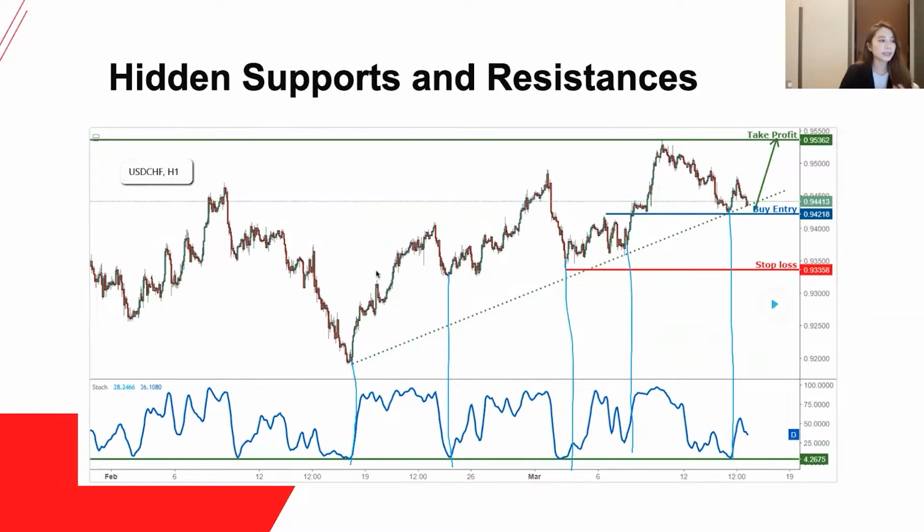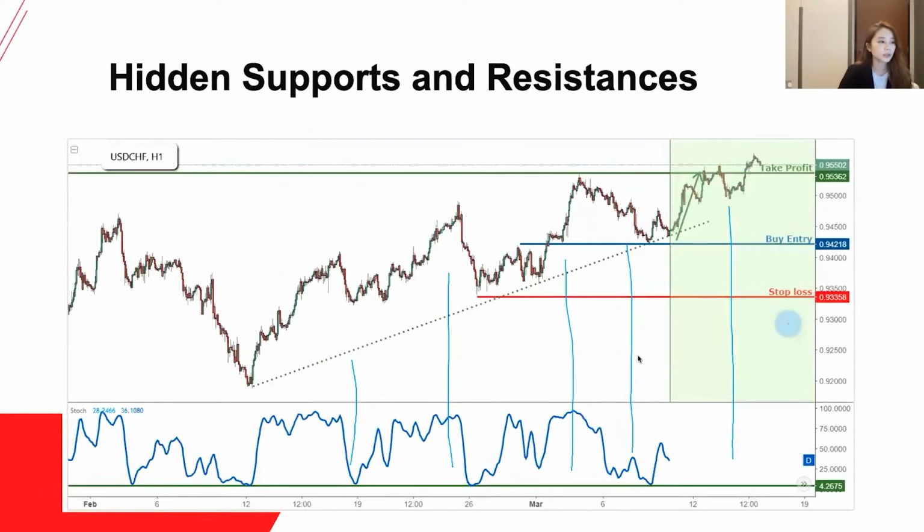Right, so we are seeing that these few touch points that bounce off the upward trend line are also bouncing off your invisible support, which is at 4.2675, which is way below the 20 mark that we were looking at before. So you can see that. Let me just clear the drawings.